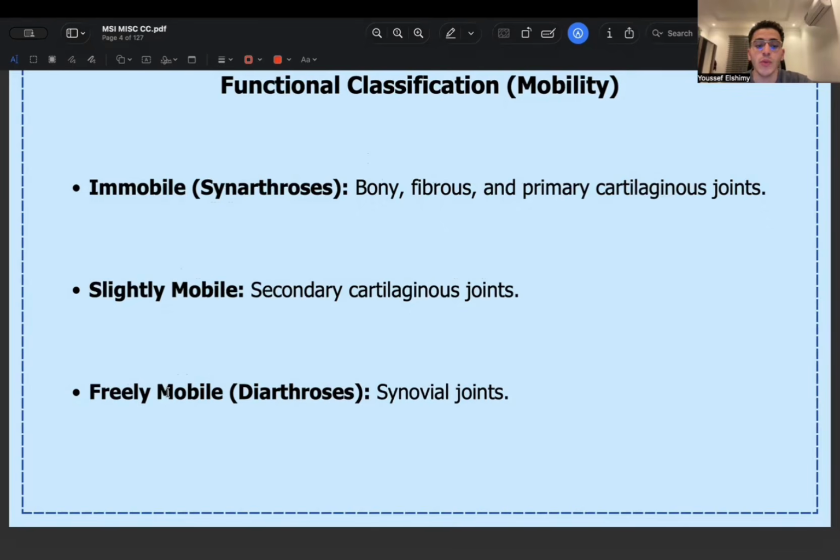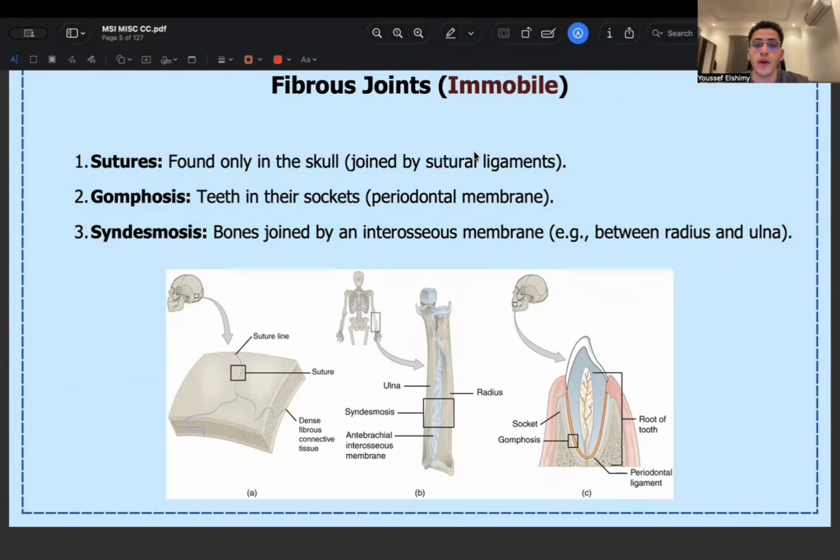Then we have the freely mobile joints, which are called diarthrosis. These include the synovial joints. And synovial joints are most commonly found in the appendicular skeletal system in our body. So they are found most commonly in the upper limb as well as the lower limb. So starting with fibrous joints, and we mentioned that these joints are immobile. They include three main entities. We have the sutures, we have the gomphoses, and we have the syndesmosis.